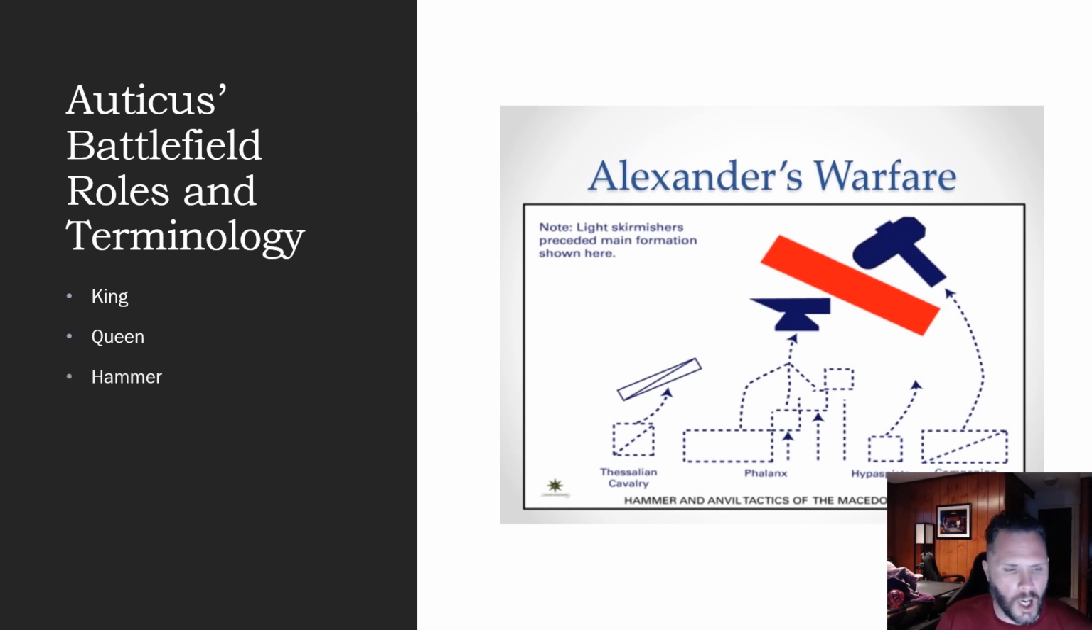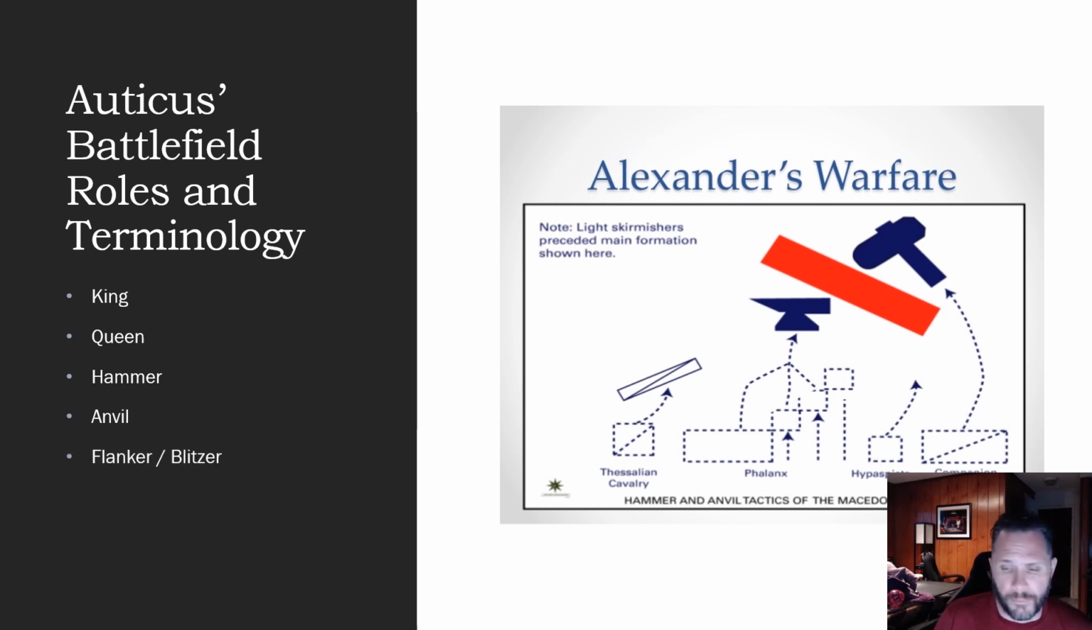Hammer units are offensive units. They're units whose main role is to cause damage. Anvil units are defensive units. Their main purpose is to take damage and hold objectives. It is possible for a unit to be both a hammer and an anvil, and in fact you'll find that roles can be fluid during a battle. They can go back and forth.